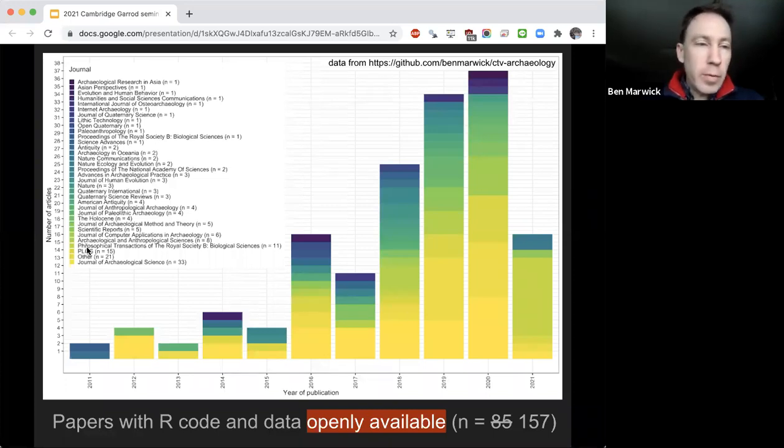This is from a list that I keep with other colleagues, and I know some of you have contributed to this as well. It's on a website here. It's just a list of journal articles in archaeology, where not only does the author cite the use of the R programming language, but they also make available the full code and data set to reproduce all of the figures and tables in their article.